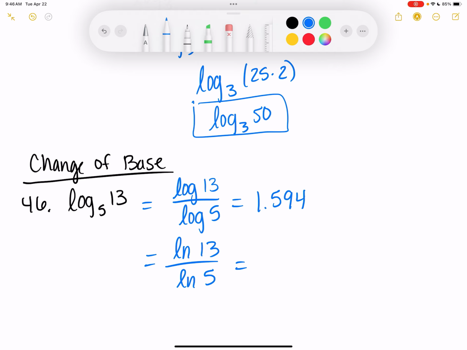I don't know if it's right. Is it the exact ln of 13 over the ln of 5? It's the same exact thing. Yes, it should be the exact same thing. Why wouldn't the logs cancel each other out?